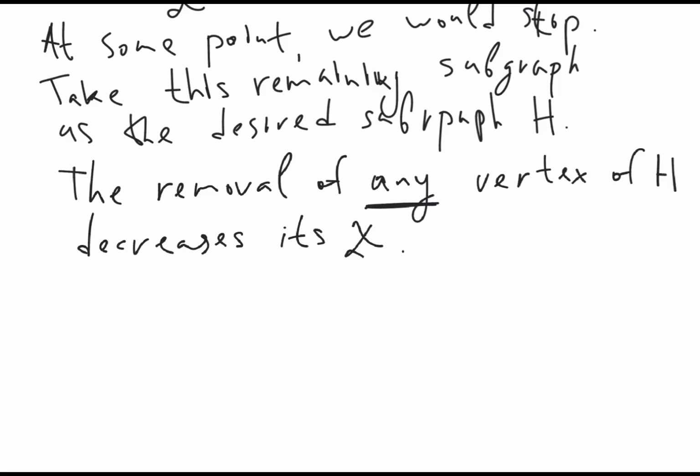Well, this is because if removing some vertex doesn't decrease its chromatic number, then we continue the previous process of removal of vertices. So H is defined as the subgraph obtained by this procedure of removal, where we cannot proceed any further. We cannot proceed any further means that the removal of any vertex now decreases the chromatic number of G.